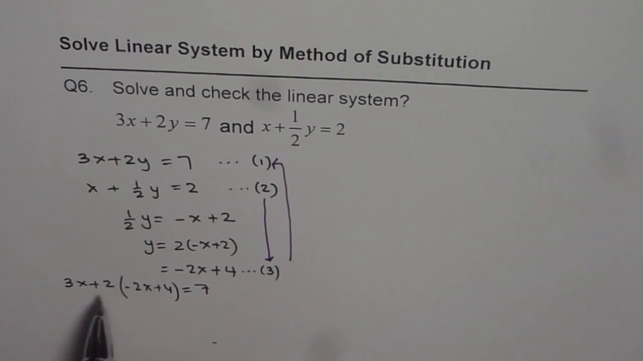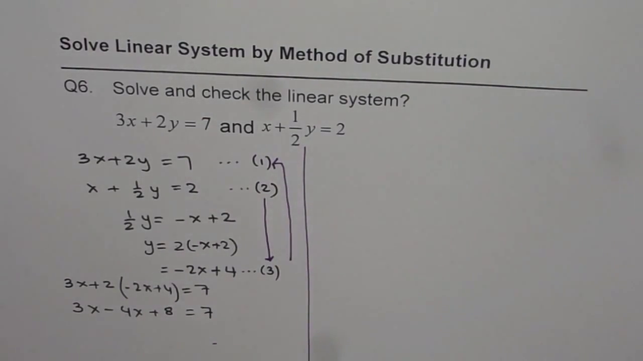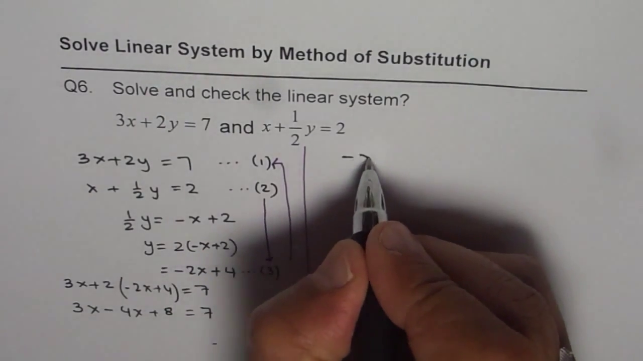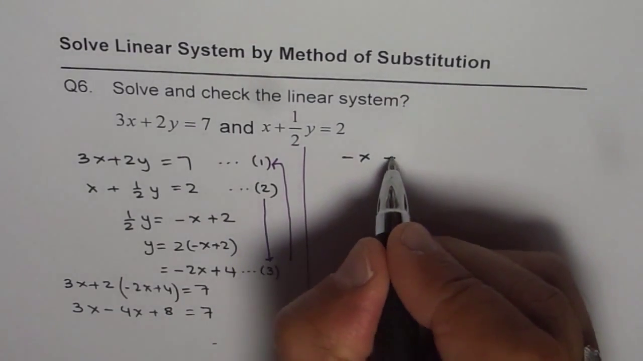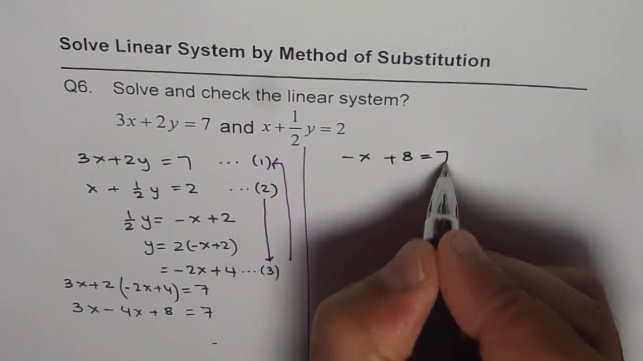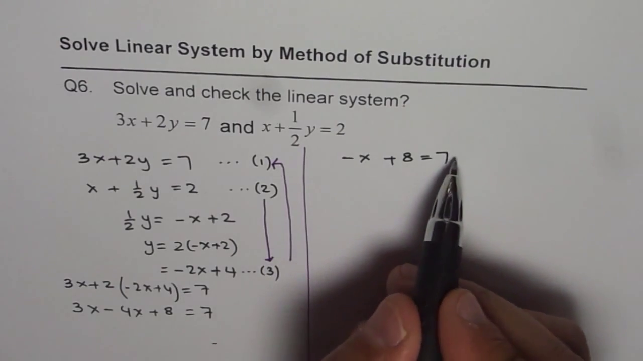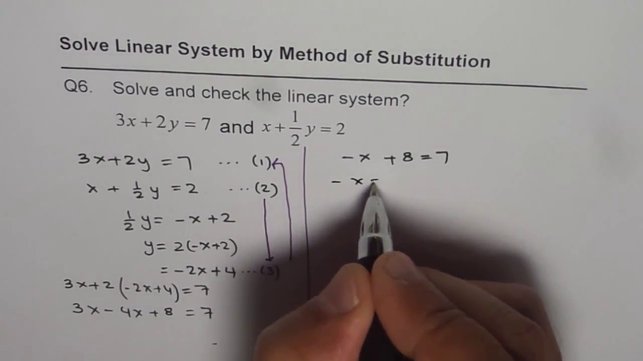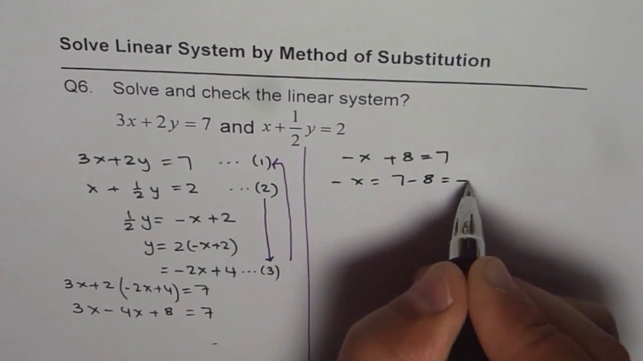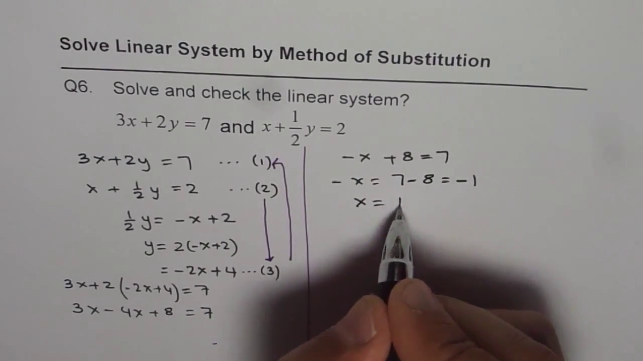Now in this equation we have only one variable, that is x, right? We can open this bracket, we get minus 4x, and 2 times 4 is 8, equals 7. And solve this equation. So the equation is 3x minus 4x, which is minus x, plus 8 equals 7. Now I can take 8 to the right side, so I get minus x equals 7 minus 8, which is minus 1, and so x is equal to 1.